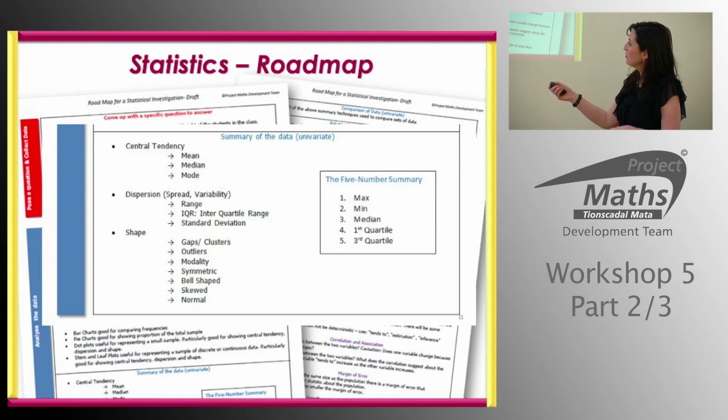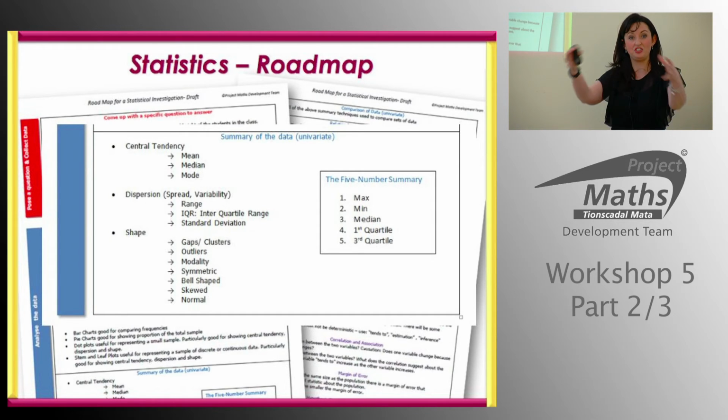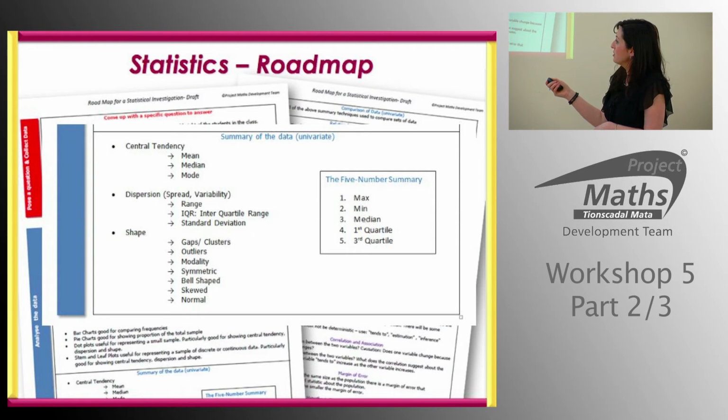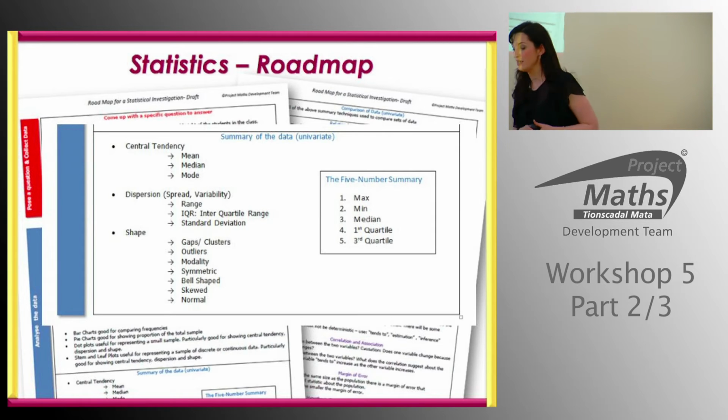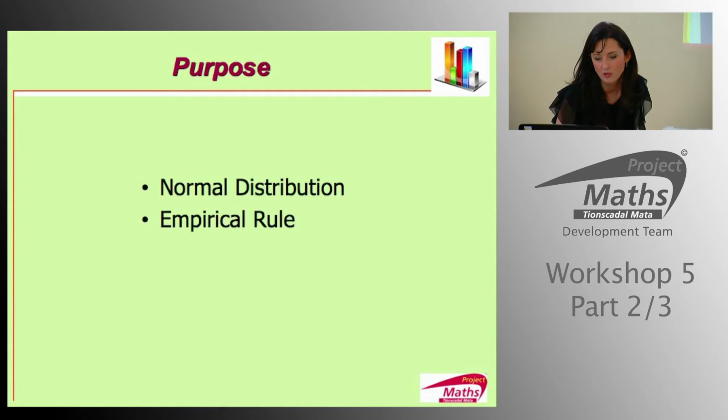And now with shape, we have lots of different words describing shape. Remember this morning we just said, oh, it's kind of clustered there. You can talk about it informally, or you can talk about symmetric, bell-shaped, it's skewed, it's normal. So those type of words then for shape. Okay, so what I'm going to do now is, we're going to go on and we're going to discuss shape a little bit more.